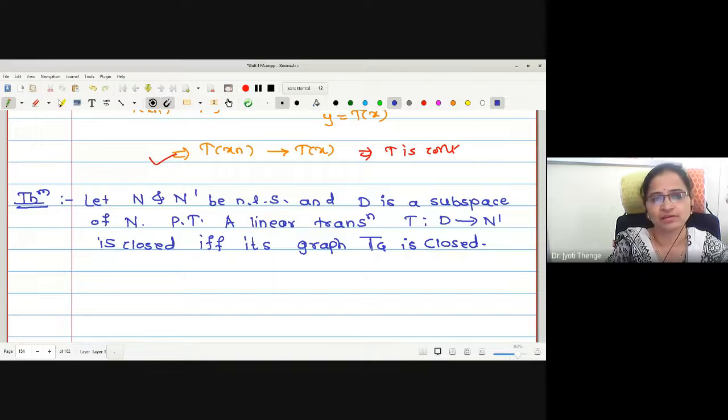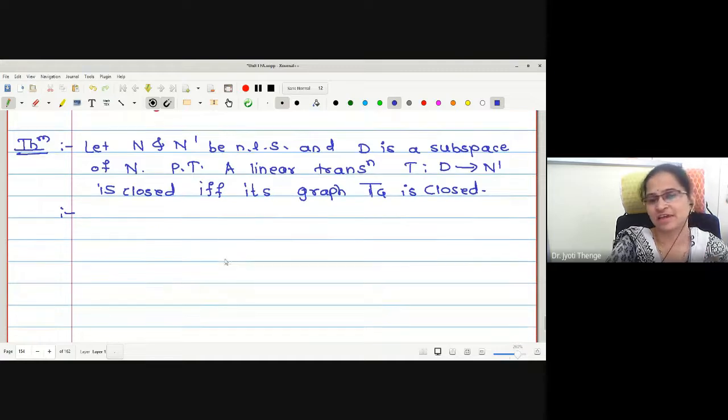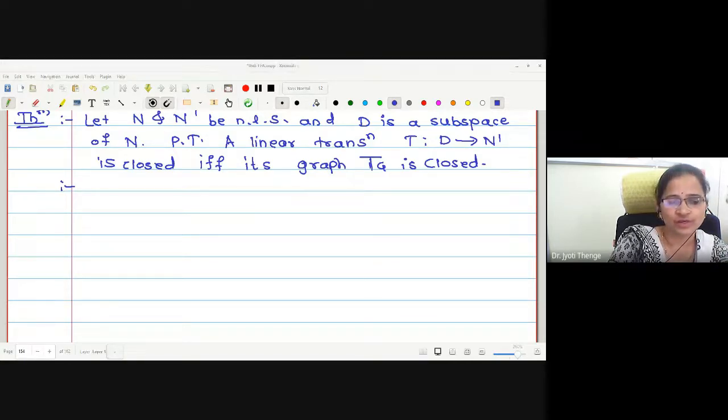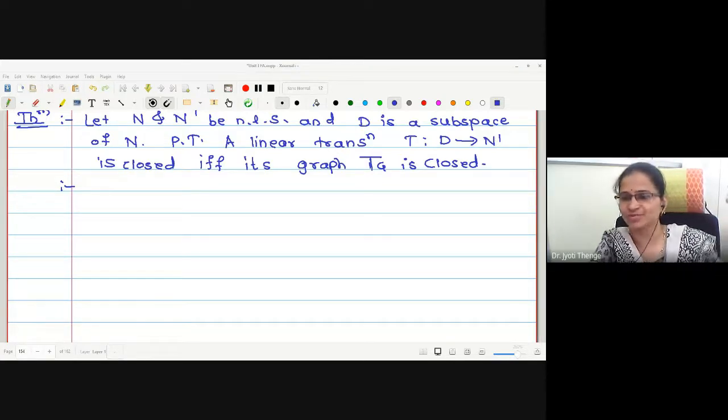So one may have a curiosity: what kind of relation is there? A mapping being closed is related to the corresponding graph set being closed. How beautiful it is, how beautifully the relation is constructed.